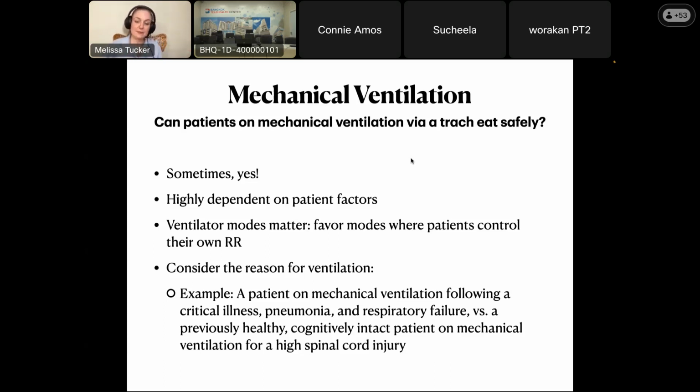A patient on mechanical ventilation following a prolonged critical illness, pneumonia, and respiratory failure, who now has a trach, who's wanting to eat and drink while they're still hooked up to the ventilator, versus a previously healthy, let's say young adult, cognitively intact patient who's on mechanical ventilation for a high spinal cord injury. I know which one of those patients I would be more comfortable feeding or doing a swallowing assessment on.